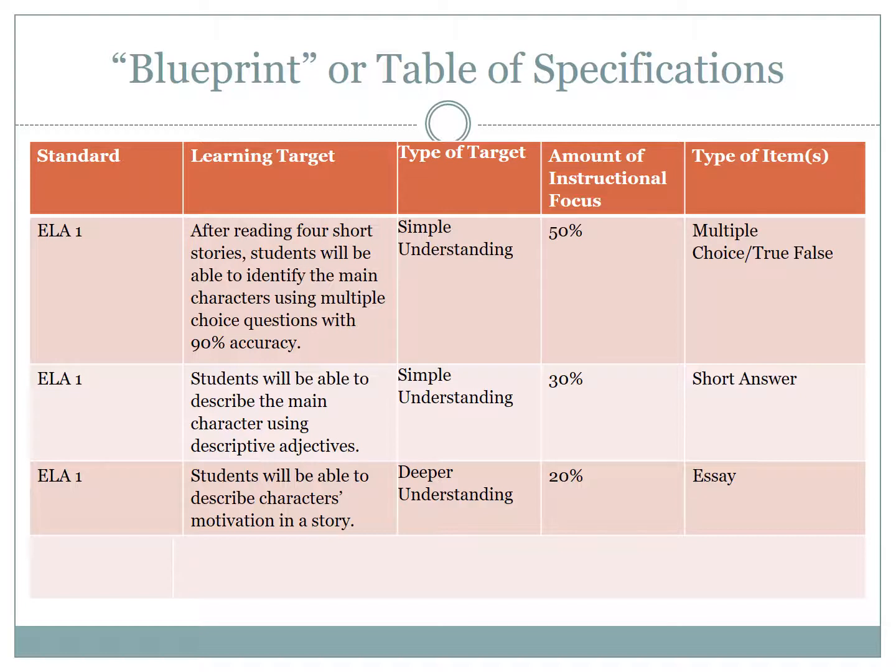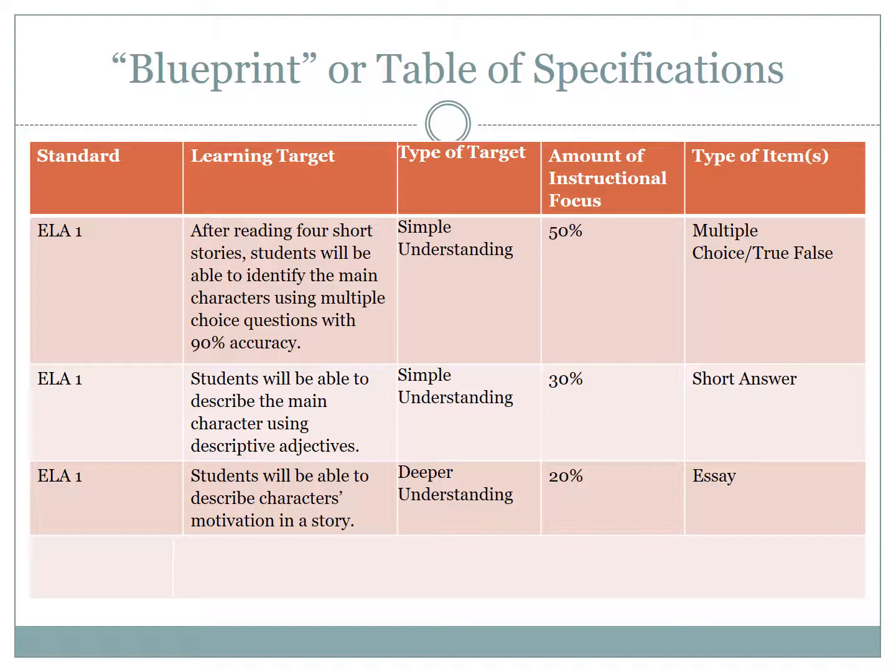So, for example, the first learning target is, after reading 4 short stories, students will be able to identify the main characters using multiple choice questions with 90% accuracy. If you think about that, that's a simple understanding. They just have to read it and pick out the main character. Suppose I had spent half of my instructional time, 50%, on that. I would expect my test to have about 50% questions covering that target. And then the type of item, what would be appropriate for simple understanding? Well, we learned before that selected response is appropriate, so I'm going to do some multiple choice and true false to cover that.